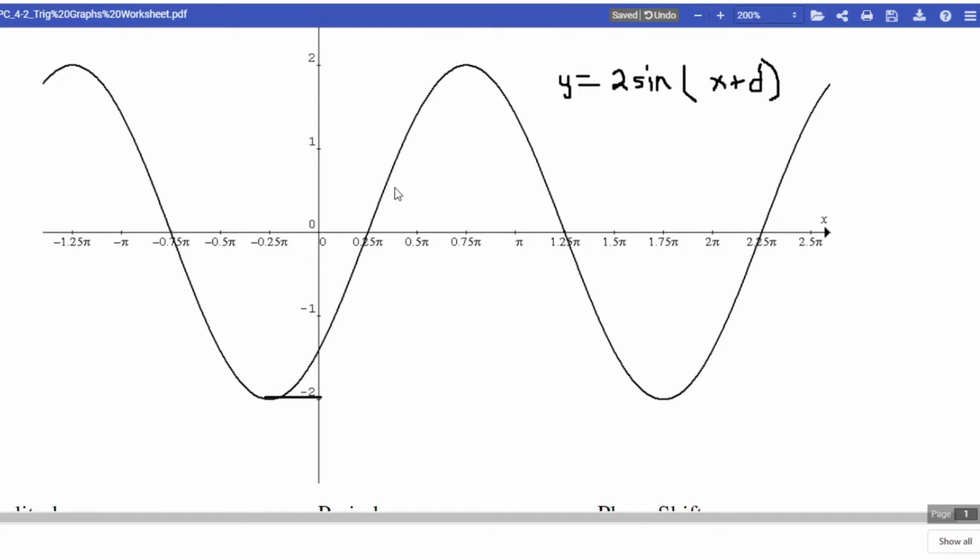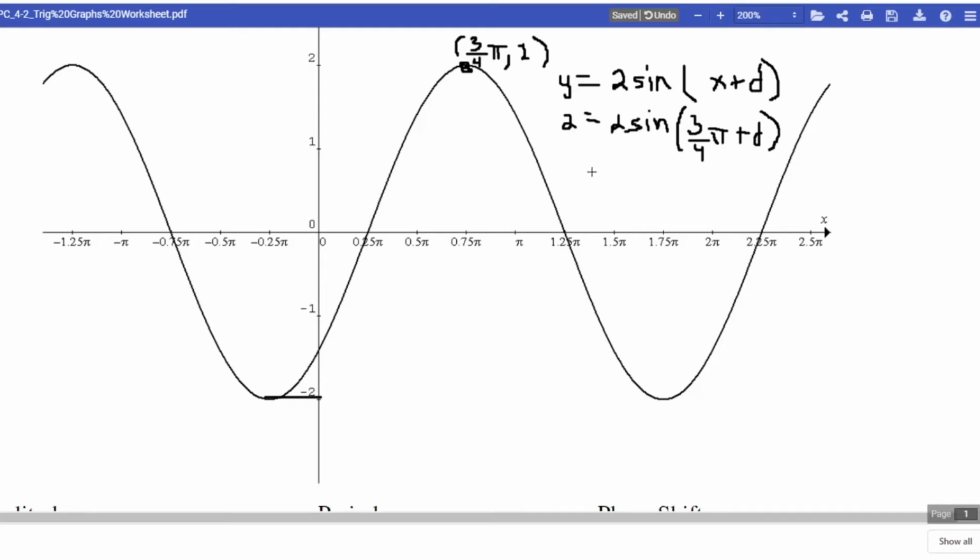And then to determine the phase shift, we can just pick a value. Let's see, we pick this point here. That's (3/4 pi, 2). We're going to substitute those values in and then solve for d. So y is 2. 2 equals 2 sine of 3/4 pi plus d.